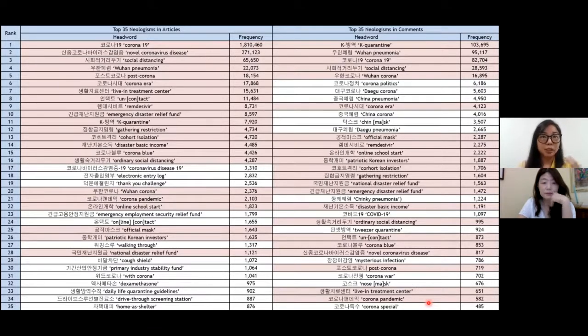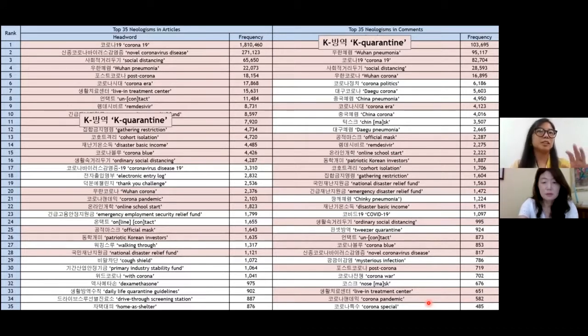However, the frequency ranking and the usage patterns vary greatly depending on the genre. So you can see, for example, here, the most frequent neologism in comments is K-quarantine, but it ranks 11th in the articles. And the attitudes about it are also quite contrasted between articles and comments.